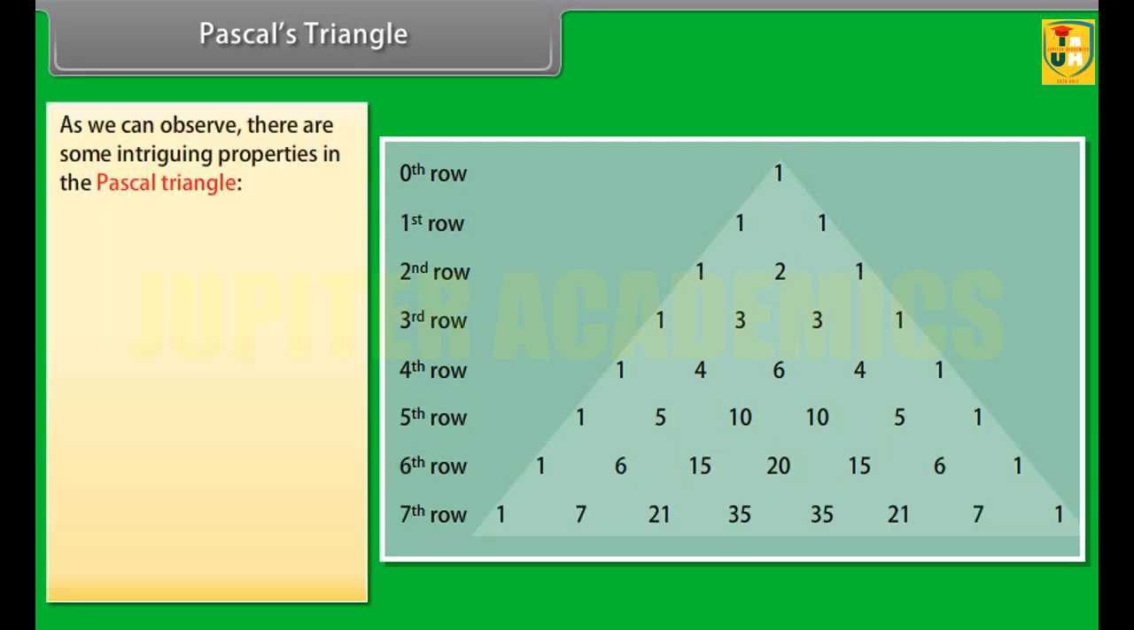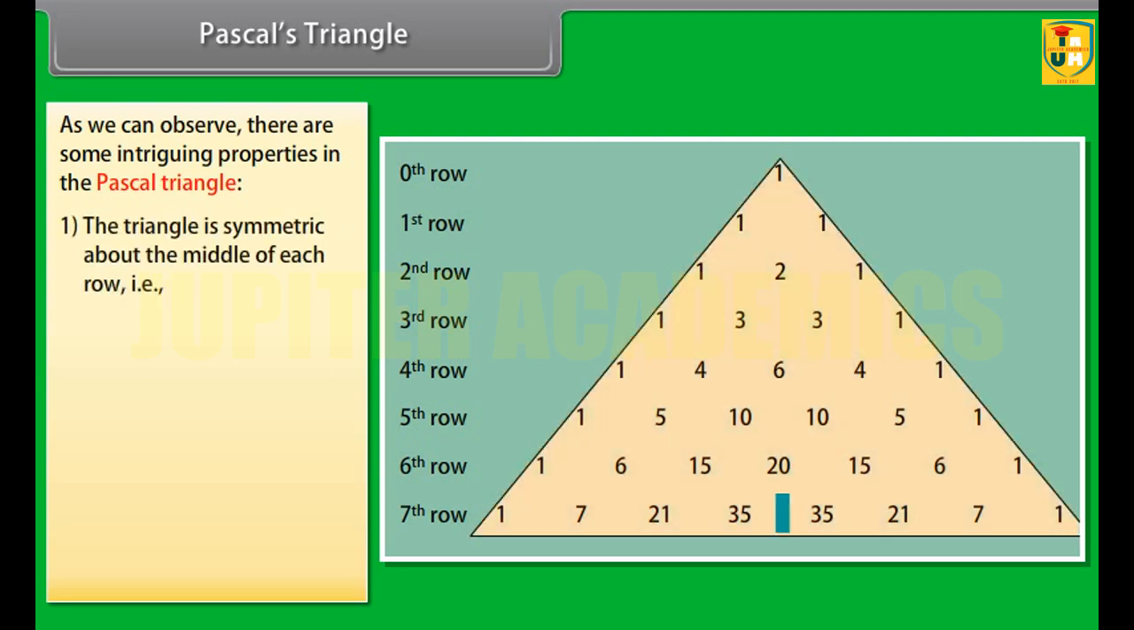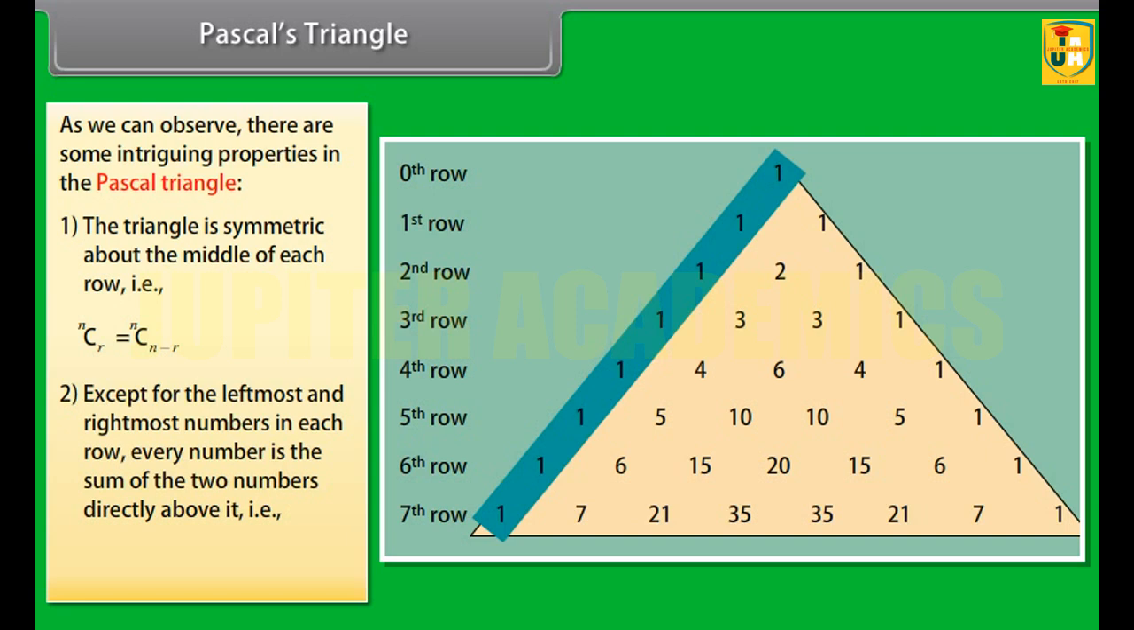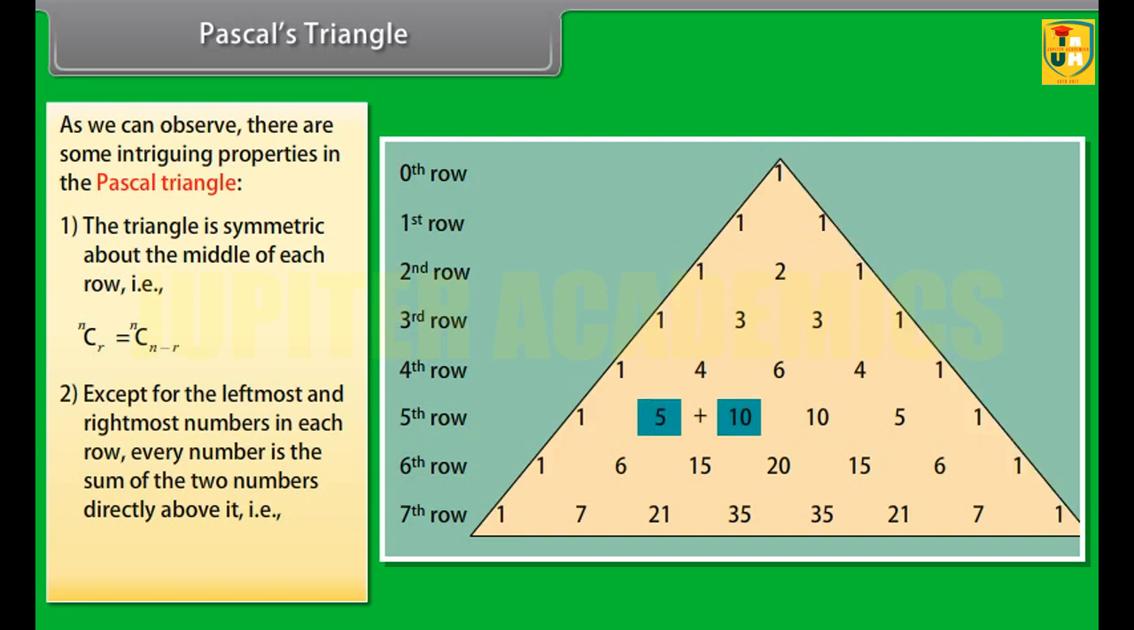As we can observe, there are some intriguing properties in Pascal's triangle. The triangle is symmetric about the middle of each row, that is, nCr is equal to nC(n - r). Except for the leftmost and rightmost numbers in each row, every number is the sum of the two numbers directly above it, that is, nCr is equal to (n - 1)C(r - 1) + (n - 1)Cr.